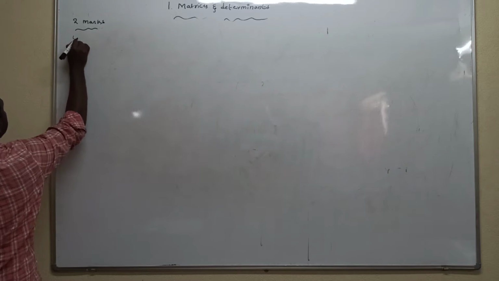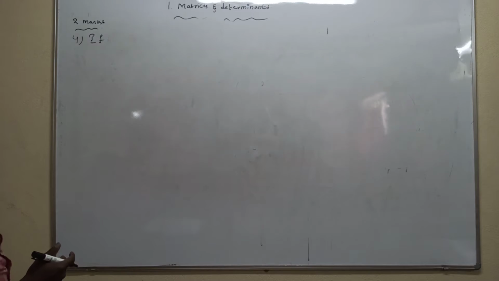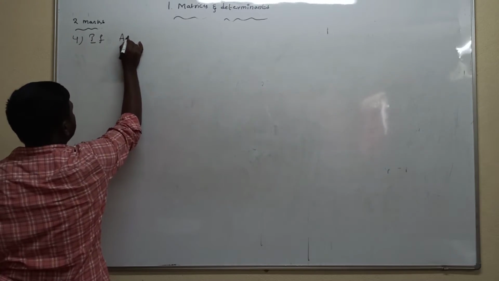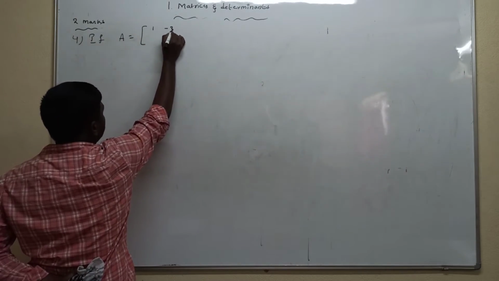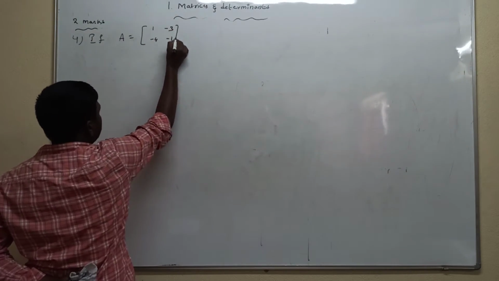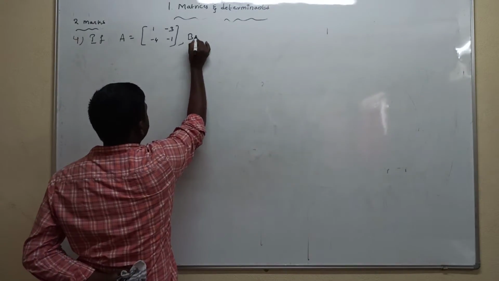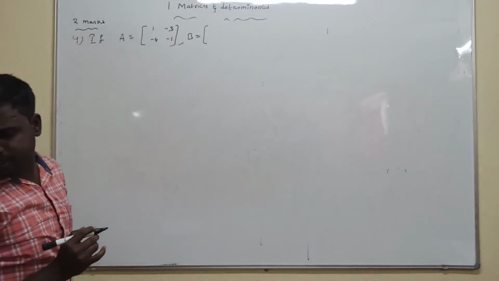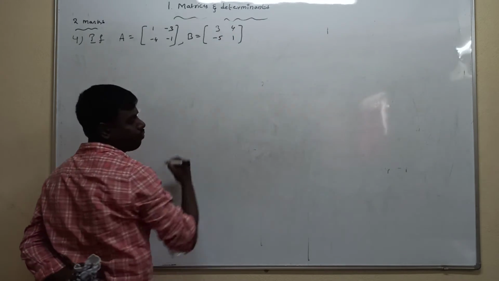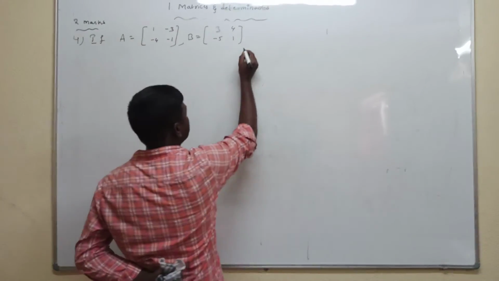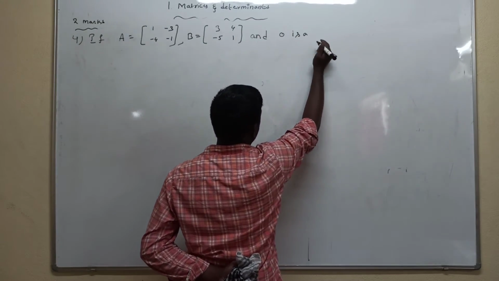The fourth one: if capital A is equal to [[1, -3], [-4, -1]], and B is equal to [[3, 4], [-5, 1]] in the given matrices, find C, where O is a null matrix or zero matrix.